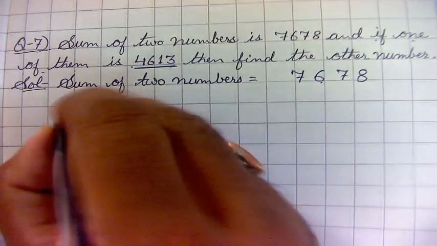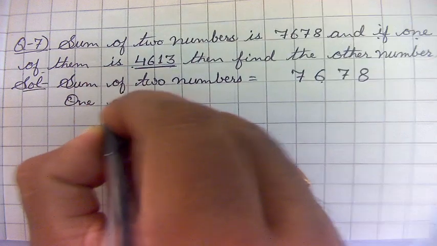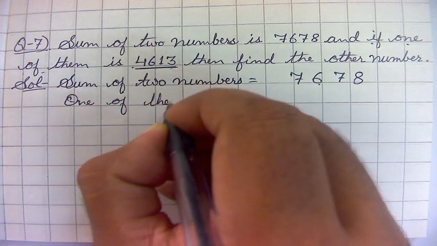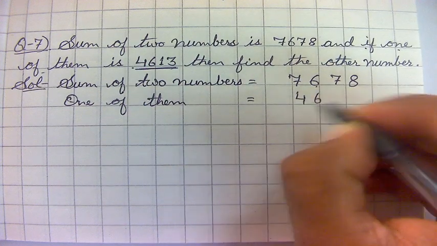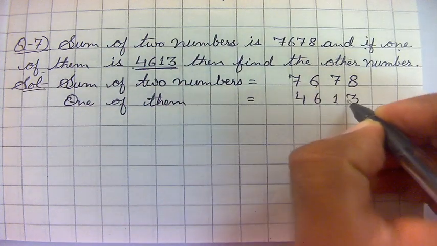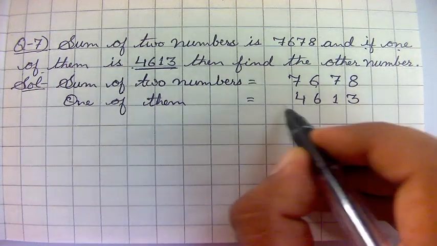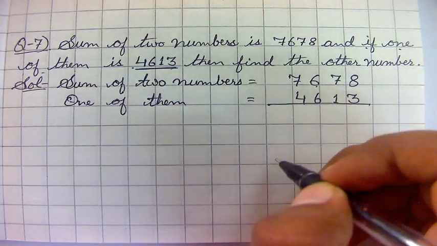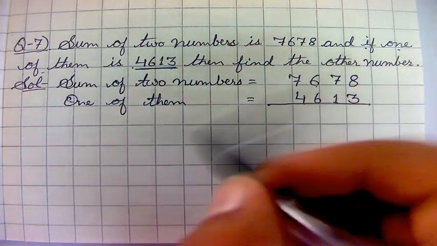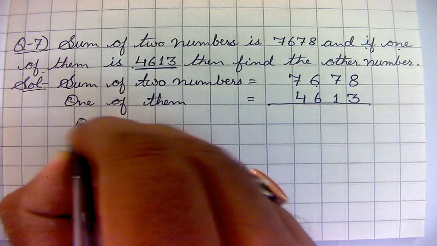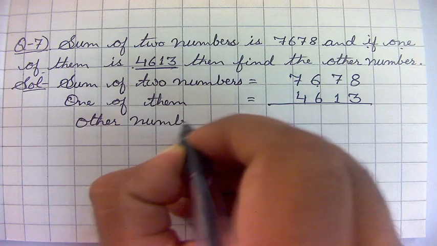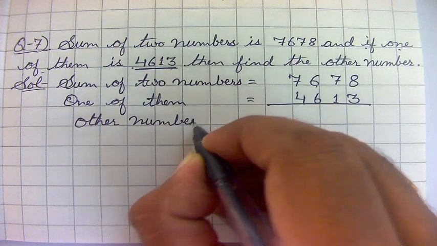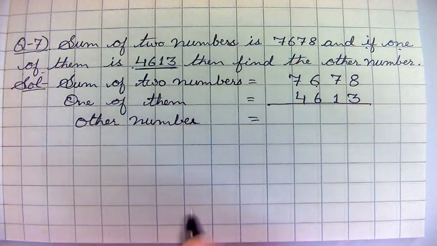4,613. सो वन ऑफ देम इज 4,613. उनमें से एक नंबर 4,613 हो गया. नाउ फाइंड द अदर. अब दूसरा नंबर आपको फाइंड आउट करना है. तो अदर नंबर. नाउ हाउ विल यू फाइंड द अदर नंबर? अब ये कैसे फाइंड आउट करोगे?